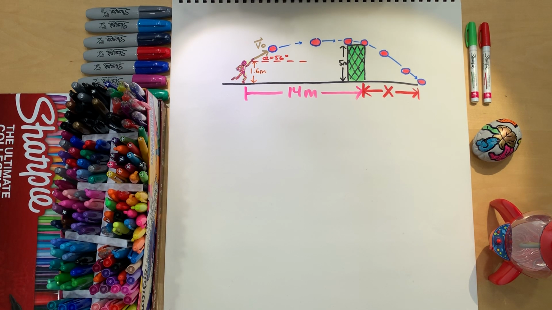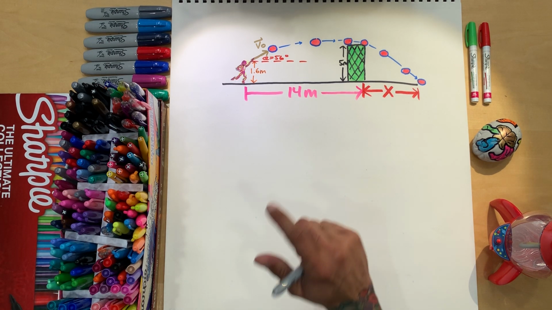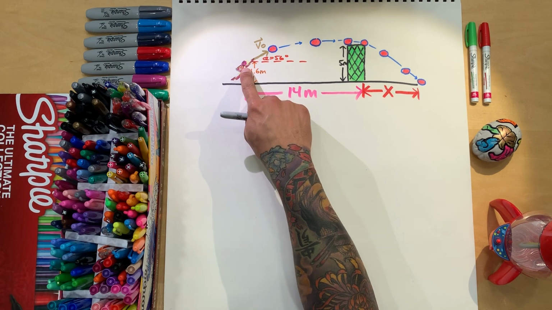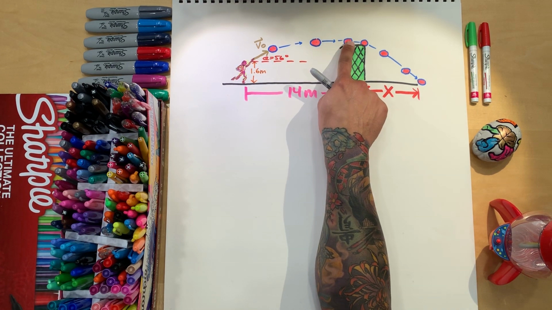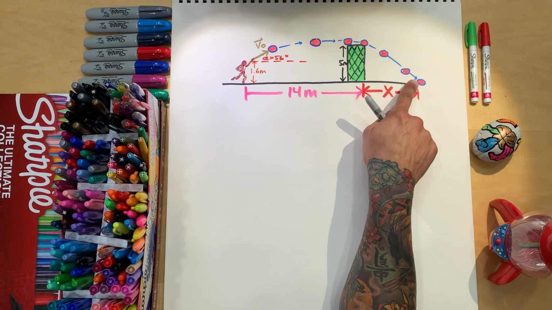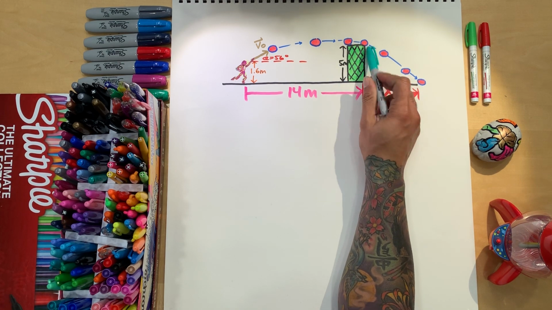So Physics 1, Exam 1 review. We have another projectile motion problem. This one is kind of involved. You got this person throwing a ball in its parabolic shape. You got this wall that's 5 meters tall.